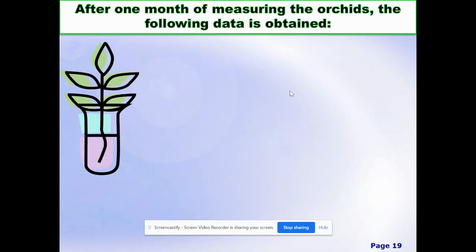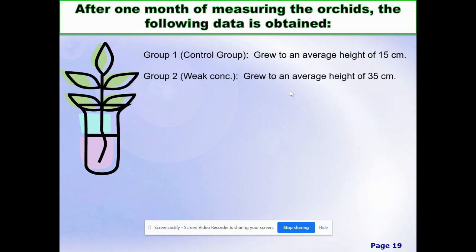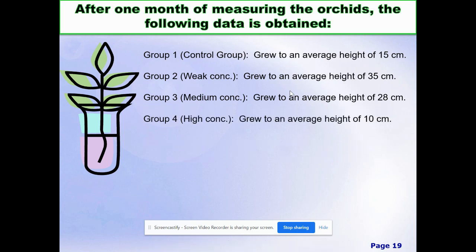After 1 month of measuring the orchids, the following data is obtained. Now we are on part G. The control group grew an average height of 15 centimeters. The weak concentration, or group 2, grew to an average height of 35 centimeters. Group 3, or medium concentration, grew to an average height of 28 centimeters. And group 4, high concentration of fertilizer, grew to an average height of 10 centimeters.